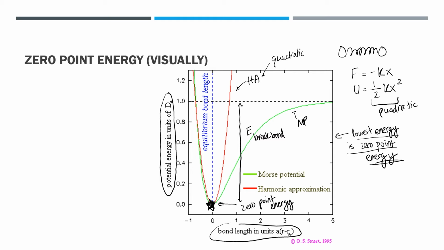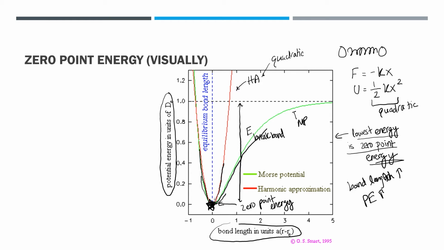Now you can see that below the 0-point energy, the harmonic approximation and the Morse potential line up basically the exact same. They're very, very similar. But when we go to bond lengths above the 0-point energy, so bond lengths greater than the minimum energy bond length, so to the right of this star, we see that the Morse potential and the harmonic approximation diverge. We see that as our bond length goes up in the harmonic approximation, the potential energy also goes up, and it goes up infinitely, right?